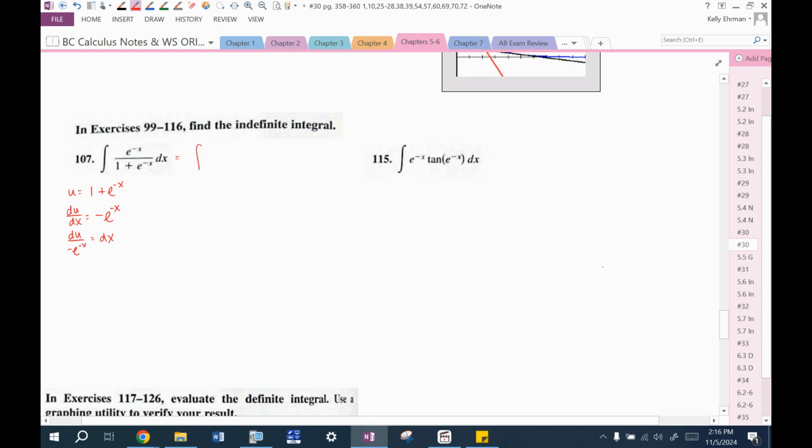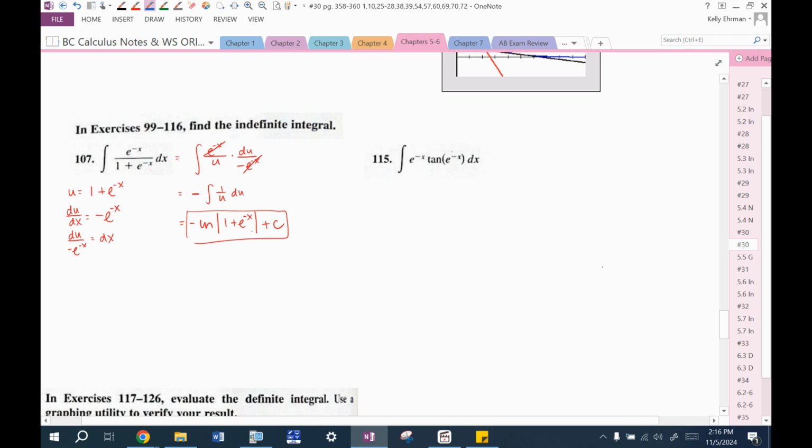That's going to make this the integral of e to the negative x over u times du over negative e to the negative x. So the e to the negative x's cancel. This negative I'm just going to pull outside of the integral. So it's negative integral of 1 over u du. That's negative natural log of the absolute value of 1 plus e to the negative x. The absolute value is not necessary here because e to the negative x is always positive. Adding 1 is positive, so just FYI on that. And that's it. That's as far as I have to go with that.